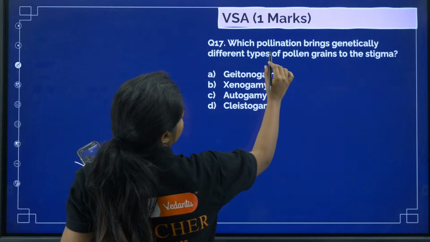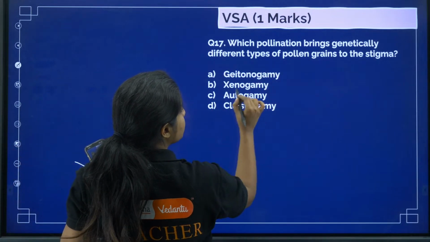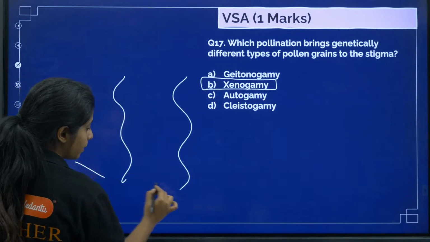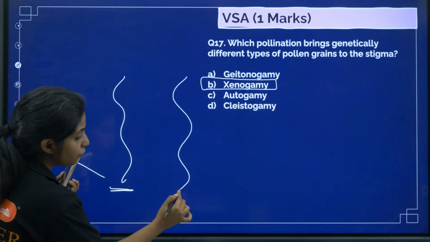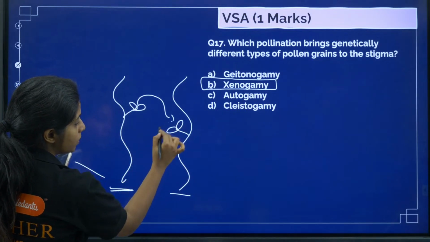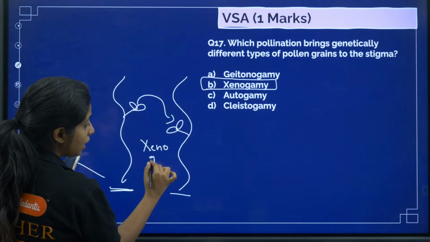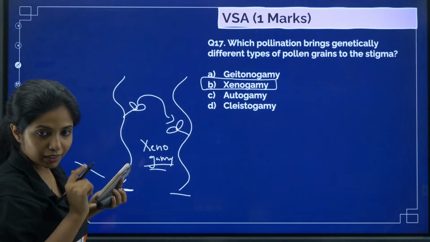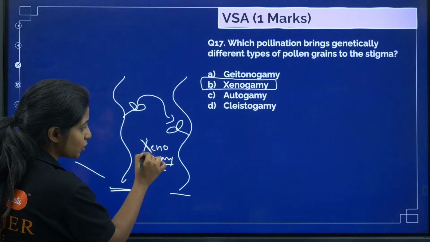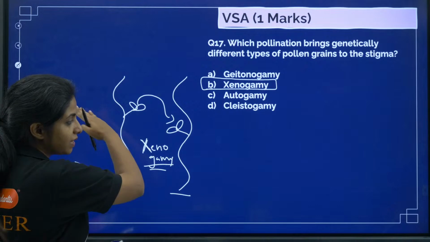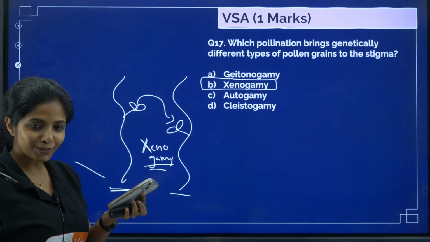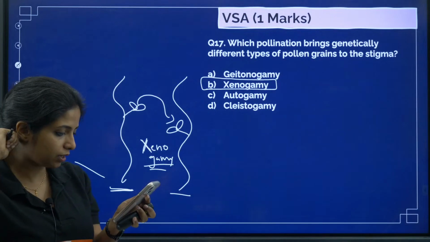So which type of pollination brings genetically different types of pollen grains? It is xenogamy. Why? Because you are crossing between two different plants. So the genes of this plant are different from the genes of this plant. If you are doing this, you call this process xenogamy. And I'll tell you a way to remember it. There is an X over here. X means cross. So basically there is crossing between two different plants. That is what you call xenogamy. Two different plants means they are genetically going to be really different.